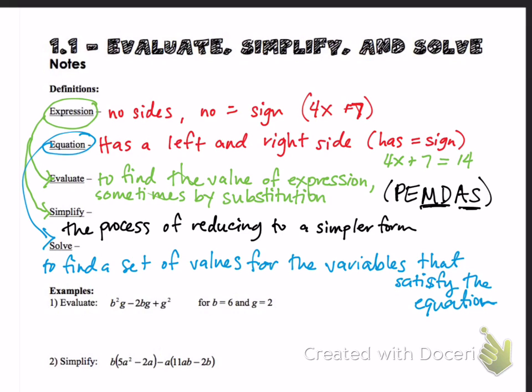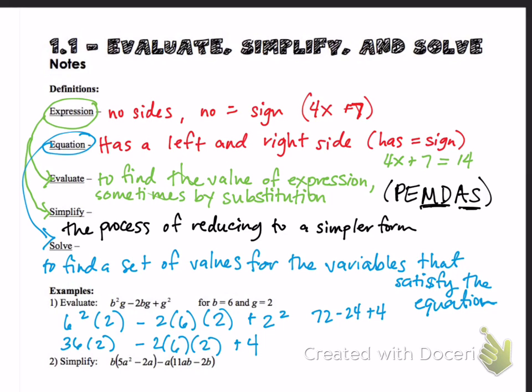I want you to evaluate. That means that you are plugging in b equals 6 and g equals 2, and you are using PEMDAS. So with PEMDAS, we're going to do all the squares first. So I'm going to do the 6 squared and the 2 squared. That gives me 36 and 4.